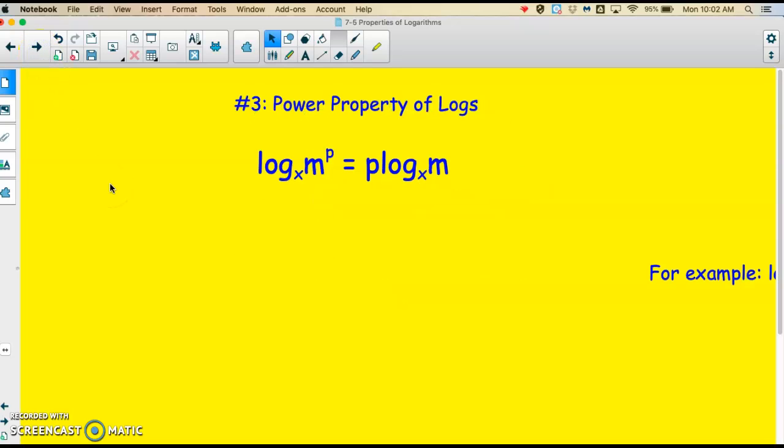And the third one, the power property of logs, is when you have a power on your amount right here, you are going to bring that power out in front. And every year I talk about how this is the plugging property. It's plugging, see, P and O.